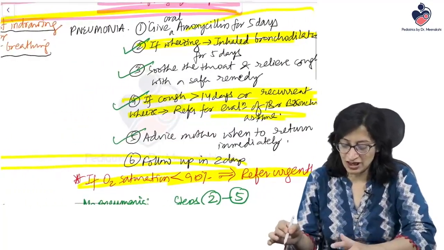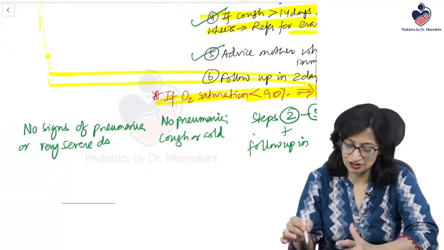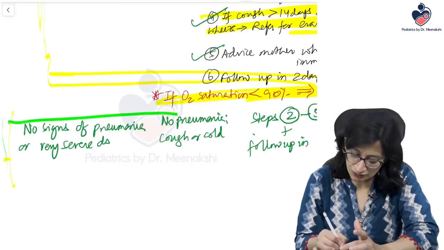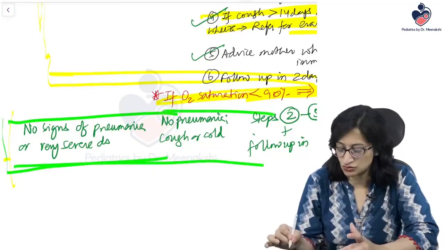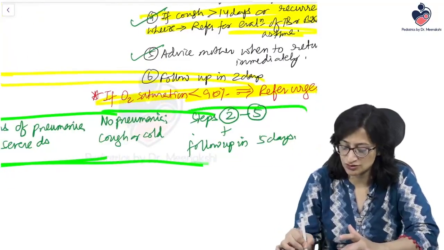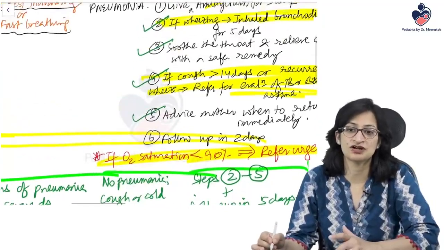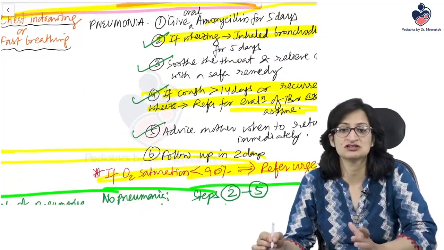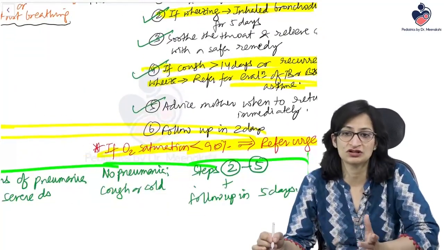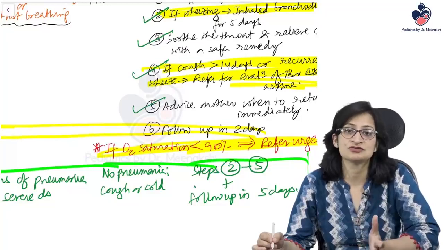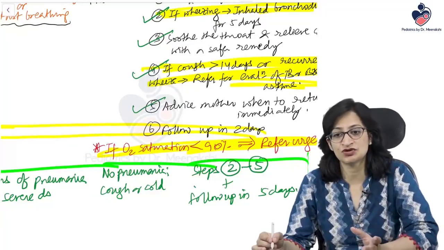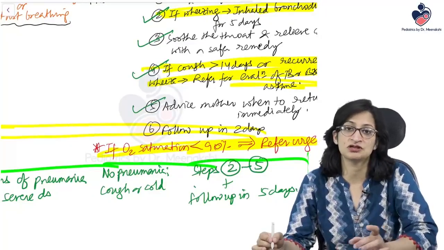And anything written in the green background means the child is fine, does not need any specific treatment. If there are no signs of pneumonia or very severe disease, no pneumonia, cough and cold, then just follow steps 2 to 5 and follow up in 5 days. Steps 2 to 5 means if wheezing, inhaled bronchodilator, soothe the throat and relieve the cough. If cough is more than 14 days or recurrent, refer for evaluation and advise mother when to return immediately.